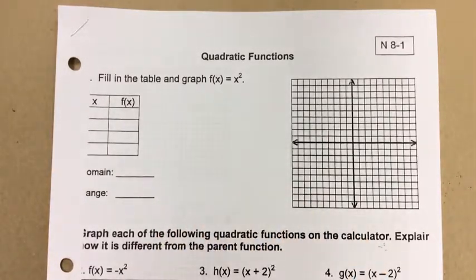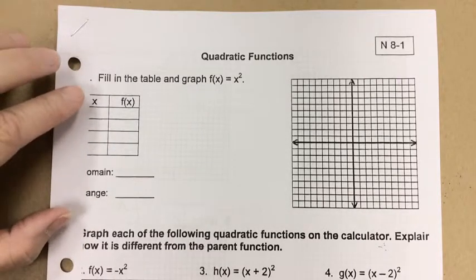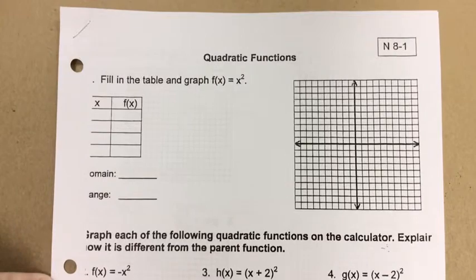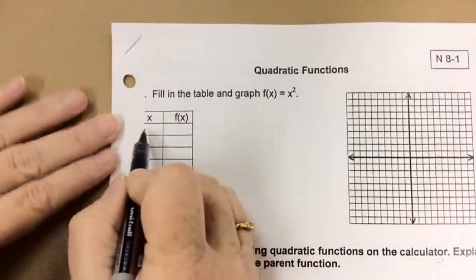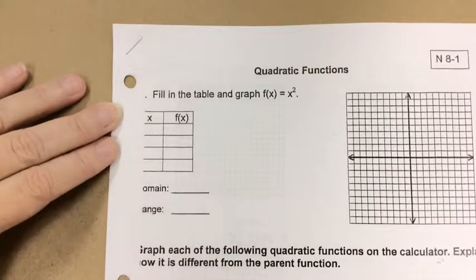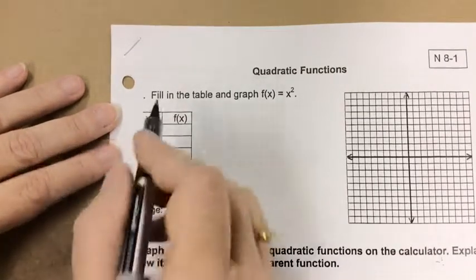We do have this in our journal. We have our parent function in our journal. But we're going to graph it again just to make sure we got it. So what we're going to do is put it in our calculator. I want you to fill in this table. We're going to fill in all these tables until we get a pattern going, and then we're not going to have to do that anymore.